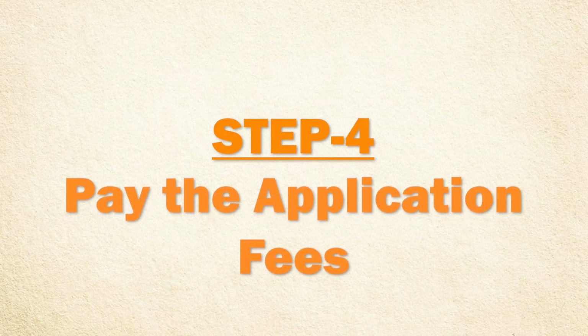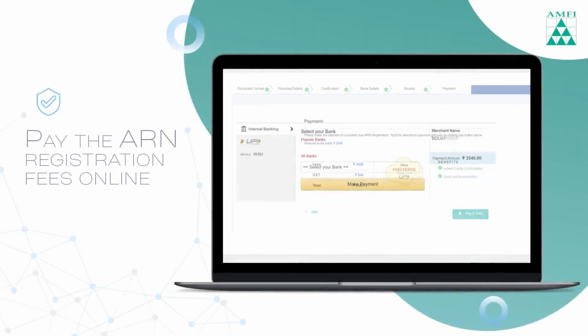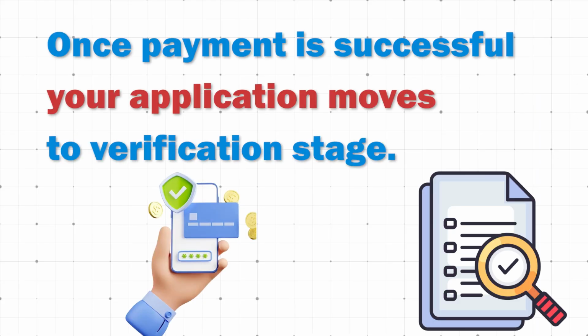Step 4. Pay the application fees. After filling the form, pay the ARN registration fees online. Once payment is successful, your application moves to verification stage.